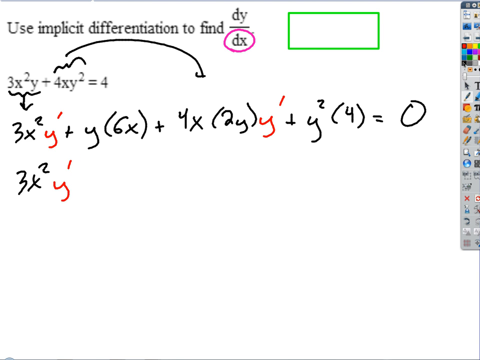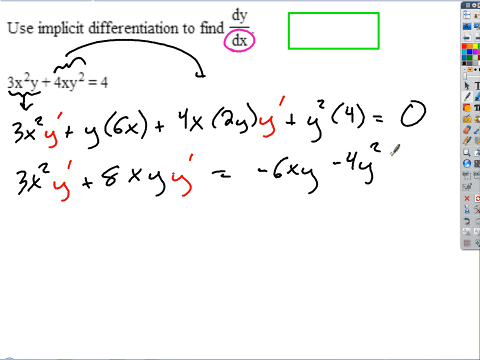We get 3x squared y prime. This guy stays there, so what's that one going to simplify to? It's going to be 8. Plus 8x y prime. Equals, and then all the other stuff goes over here. So this one's going to be 6 minus 4y squared. And then we'll factor that y prime out of the left side and divide by whatever's left over, the remains of the factoring.